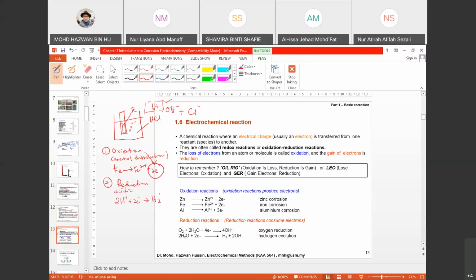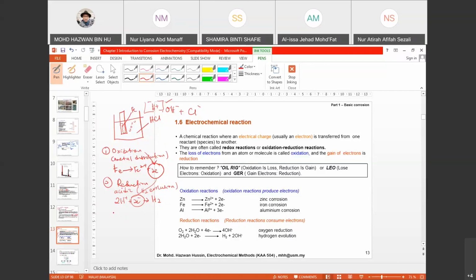This is the hydrogen gas. The 2 electrons produced from the oxidation process will later be consumed at the other terminal for the production of hydrogen gas. This is related to hydrogen gas evolution in acidic condition. But if it is not in the acidic condition, imagine that this is just normal water, then your reduction process will be what? The formation of hydroxide ions.